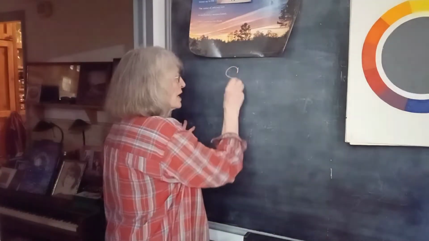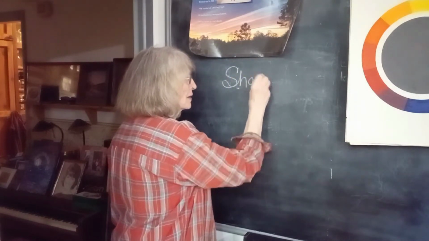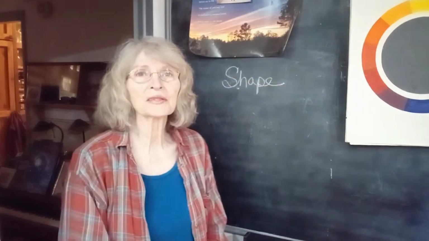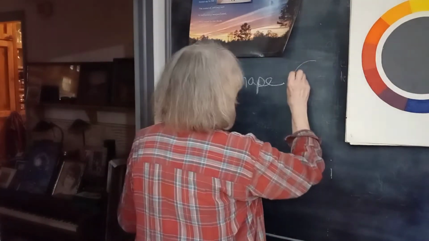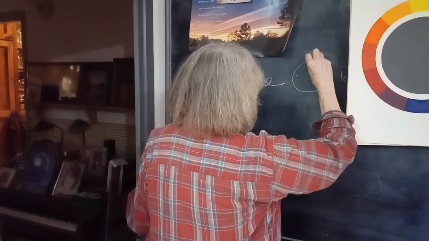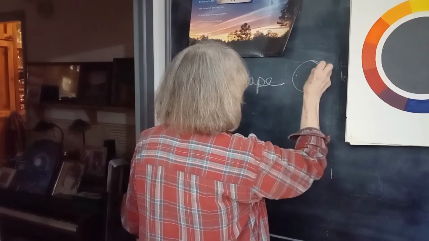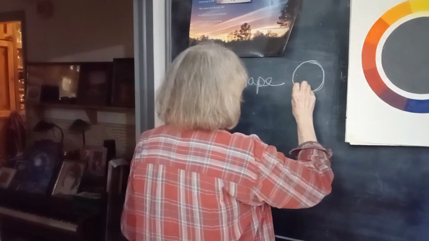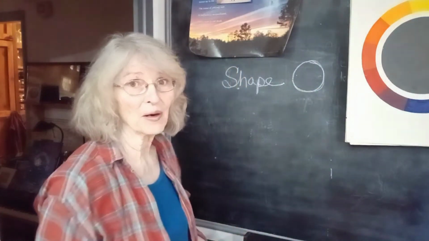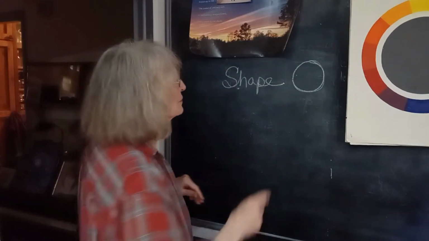The second element I want to cover is shape. There are several things to consider in shape. We basically are going to talk about 4 different categories of shapes. The first is a circle, and it would include ovals and such as that. Cylinders that you can see the top on would be considered circular shapes.